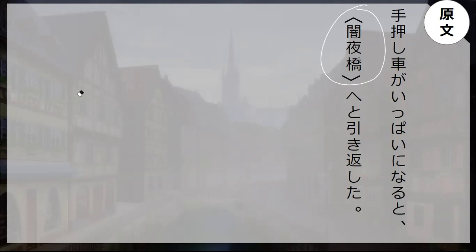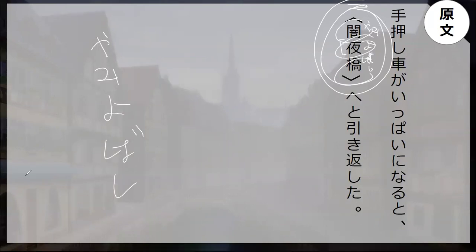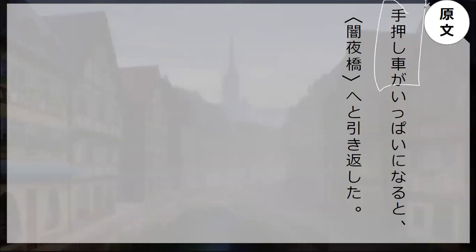Can you read this circled word up here for me? The bridge, the hashi. What hashi? Is this a yoru hashi? This is yami, and then night, yoru. Is it yoru or is it pronounced somehow different here? It's just yo. Yami yo hashi. Is there any rendaku in here? Yami yo bashi, which is the bridge of darkness night. Yami yobashi.